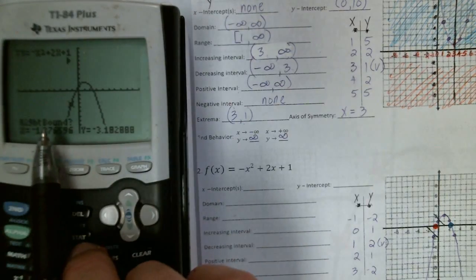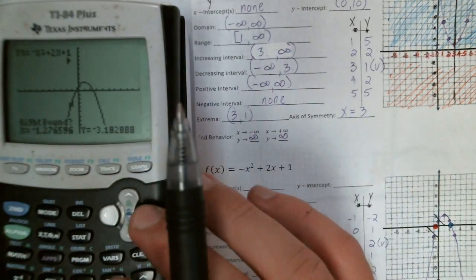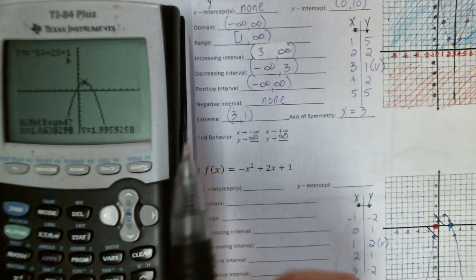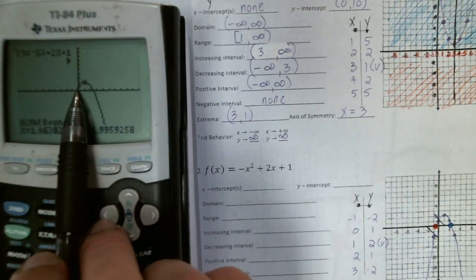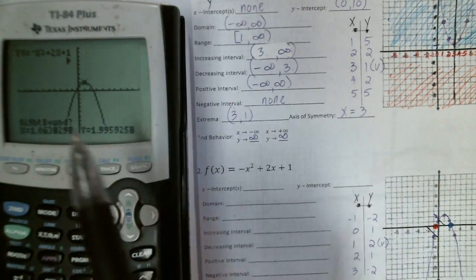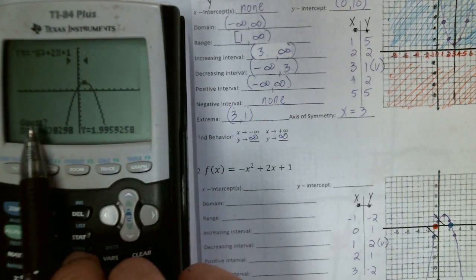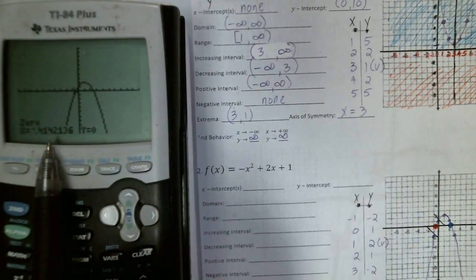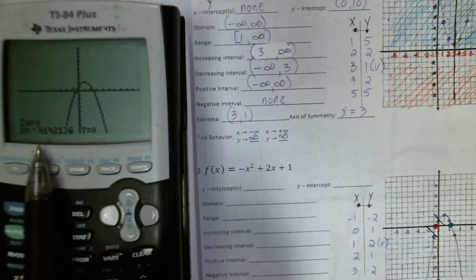Now my calculator wants a right bound. So I just need to move Mr. Spidey, make him hop on the other side of that imaginary vertical line, anywhere physically to the right of this point. That's good. I press enter again. Now my calculator says, Mr. Manise, are you ready for me to guess? Yes, I'm ready for you to guess. Press enter again, and there's my first x-intercept.